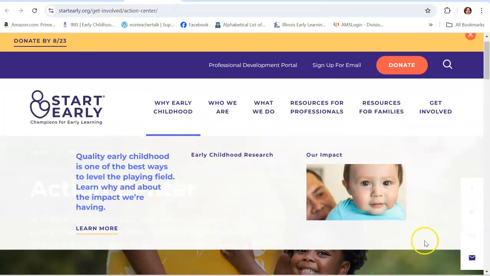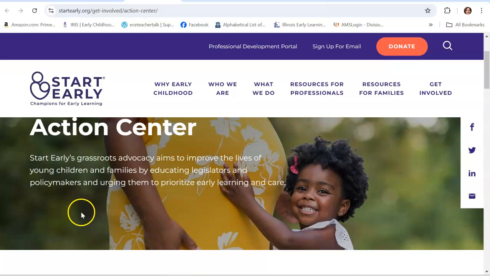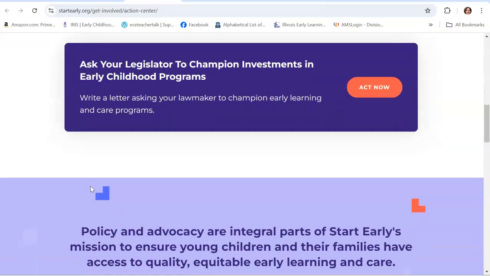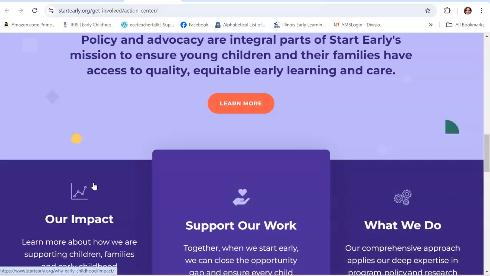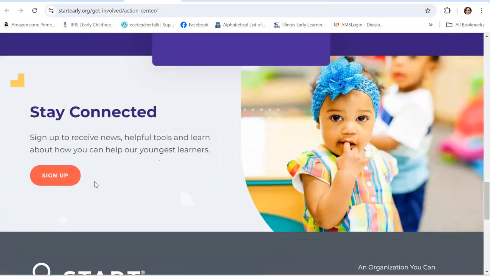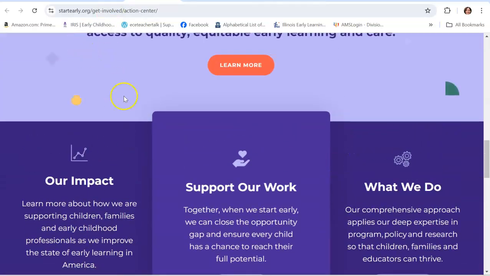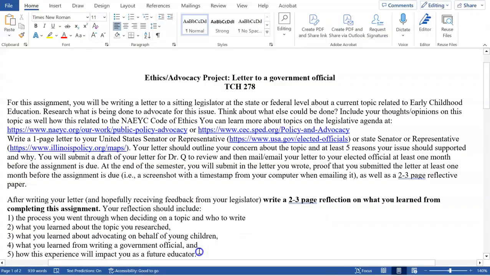do that. If you're interested in more state types of policies, Start Early is a great site to find out information about things that are happening in the state of Illinois, and to find more information about bills and things that you might be able to write legislators about that are more specific to our state. So those are some links that are in there. I don't have the Start Early one in here, but I'll add it in so that you can have access to that site as well.